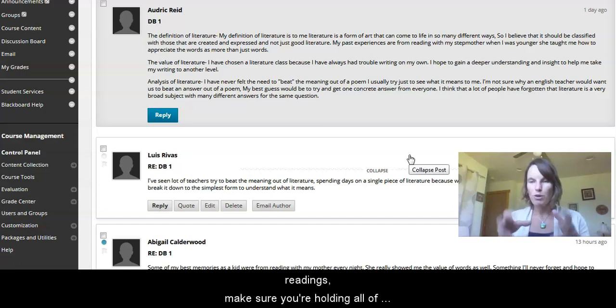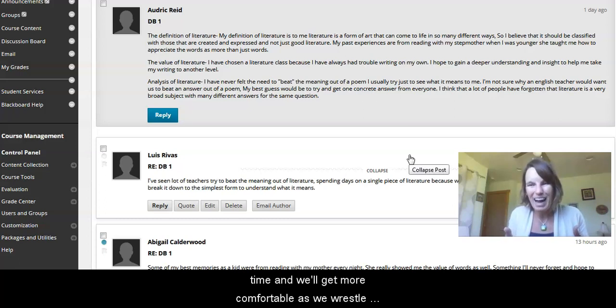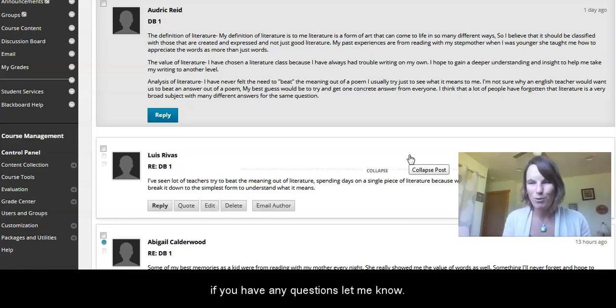So as you move forward into this week's discussions and readings, make sure you're holding all of this. There's a lot to hold at one time, and we'll get more comfortable as we wrestle with ideas and thinking and the value of literature moving forward.